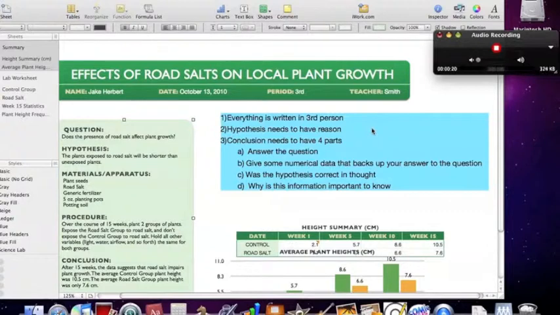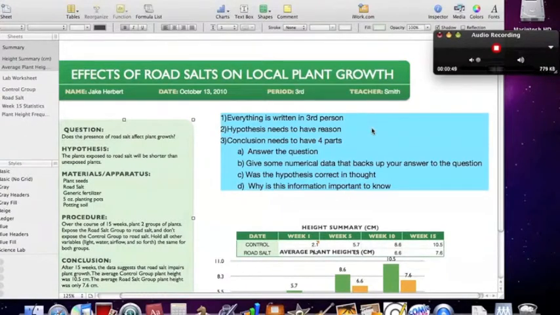Well, third person means that you don't have sentences with I did this, or my, or me, or anything to that extent. It means you're standing away looking at it from a distance, and you're observing from a distance. So let's take a look at how well they did it. First off, let's look at the question. Does the presence of road salt affect plant growth? Okay, good. No, it's third person.